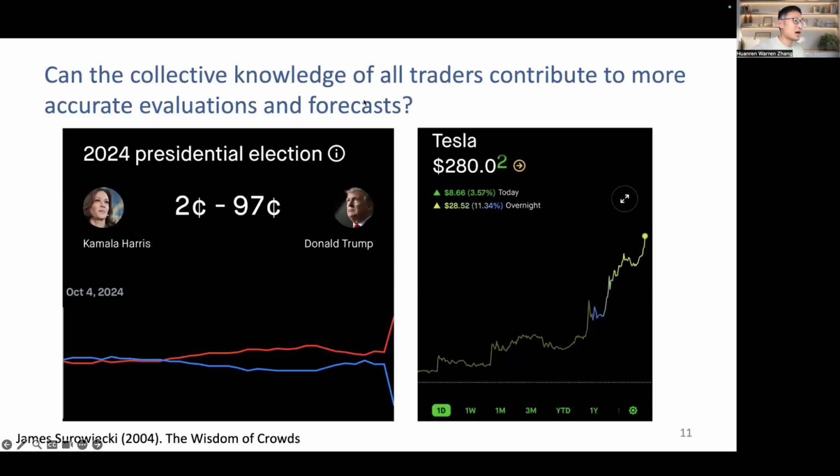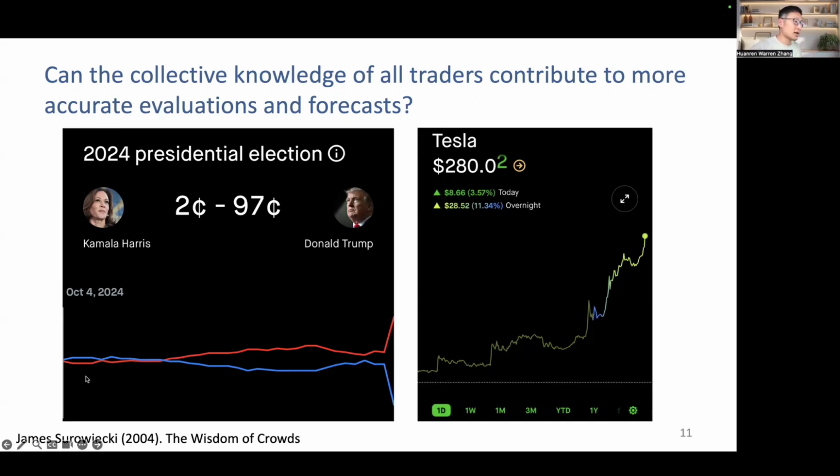Now, here is another example. Can the collective knowledge of all traders contribute to more accurate evaluation and forecast, right? There are all kinds of forecast markets. The University of Iowa actually has this trading market where you can predict all kinds of events, and depending on the outcome of the events, you can get some returns. If you have a great and accurate prediction, you can reap the gain from making the prediction, right?